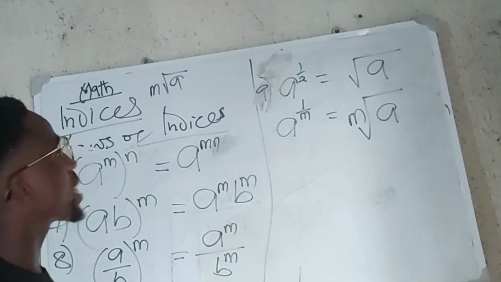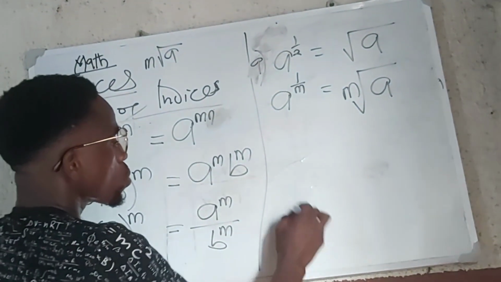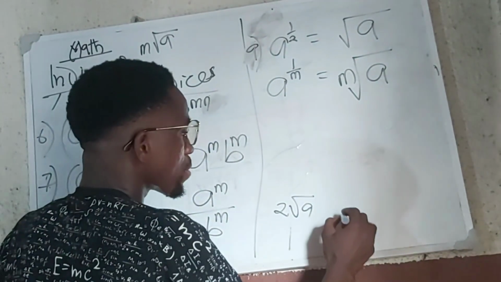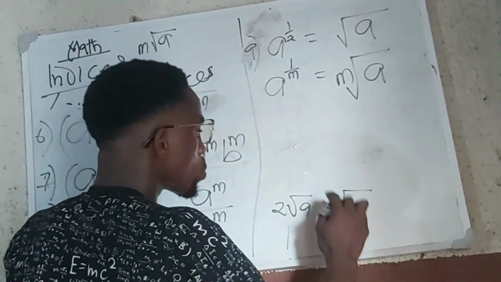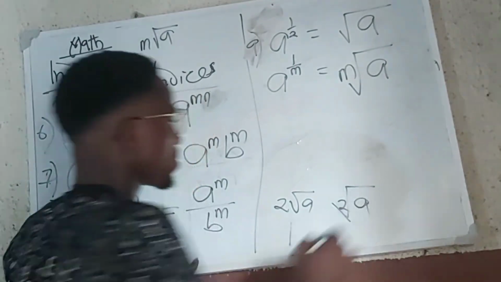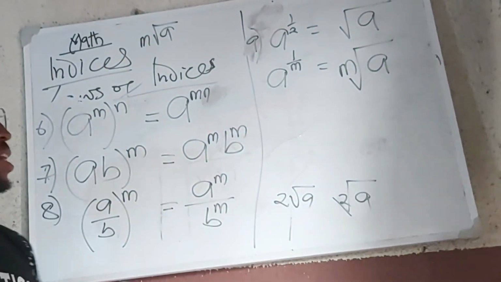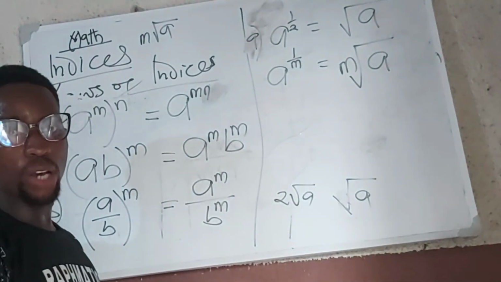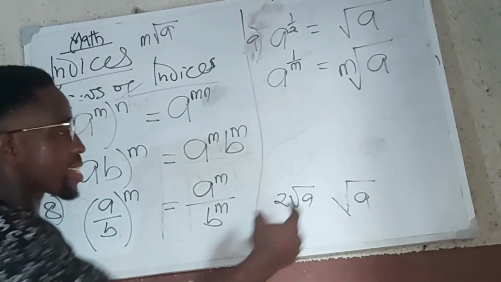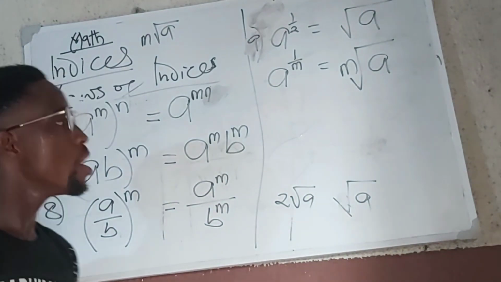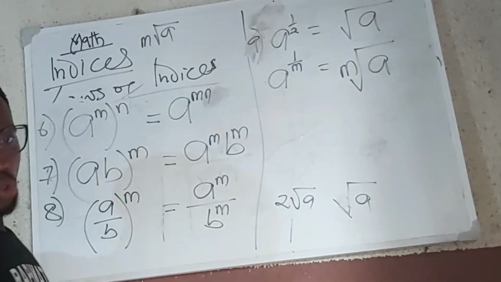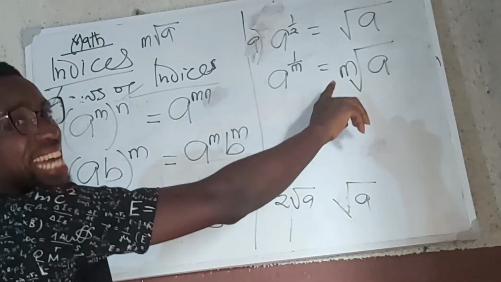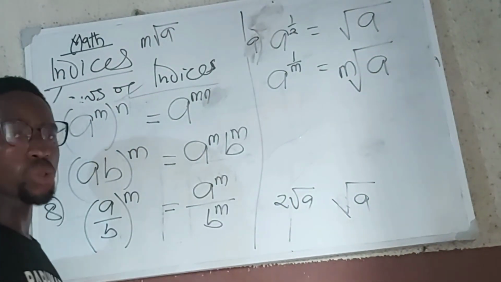So for you to get that, if I have 2 root a, it is 2 times the square root of a. But if I have the square root, this is the square root of a. But for square roots, we don't usually put the 2. We omit it and we know that it's square root. It is when we have a number that is greater than 2, that's when we usually put it. So I want you to make sure that you write it well. So a to the power 1 upon m is the same as the mth root of a.